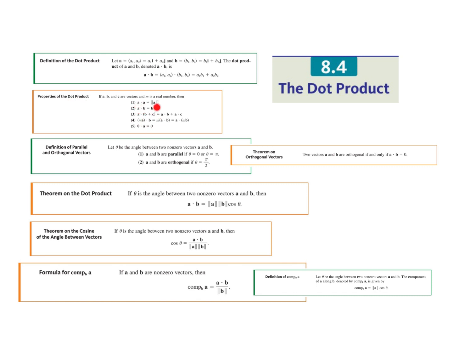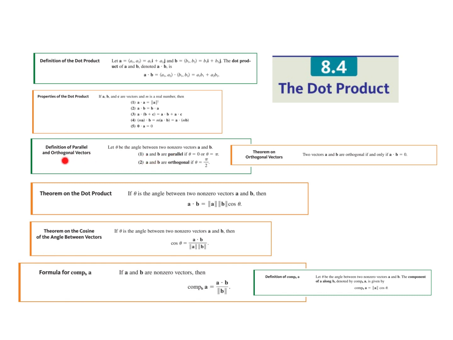A dot A is the same thing as your magnitude squared. The dot product of A and B is the same as B dot A. Distribution holds. A scalar times one vector dotted with another is the same as taking the scalar times the dot product. And 0 dotted with a vector is still 0.